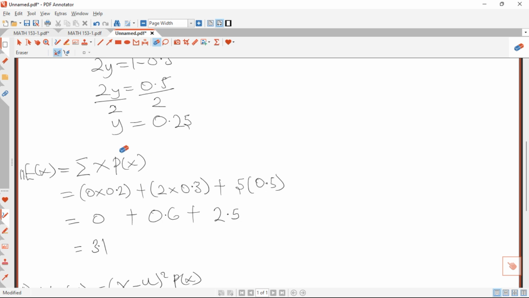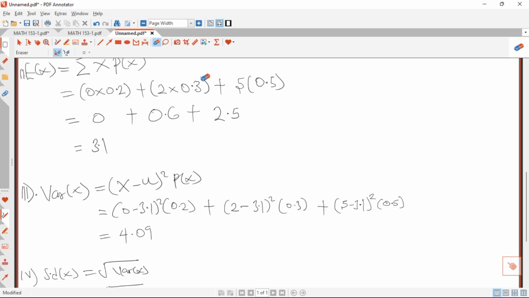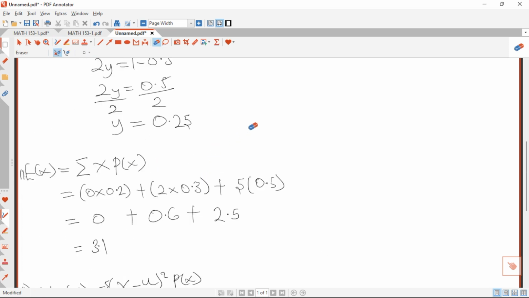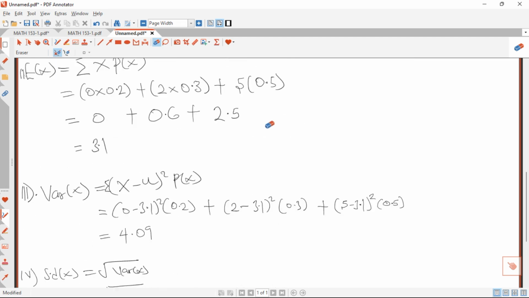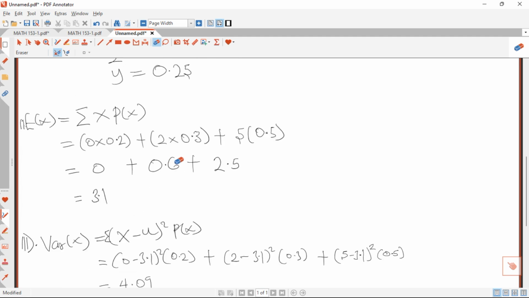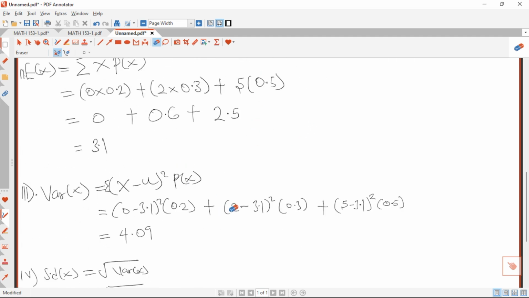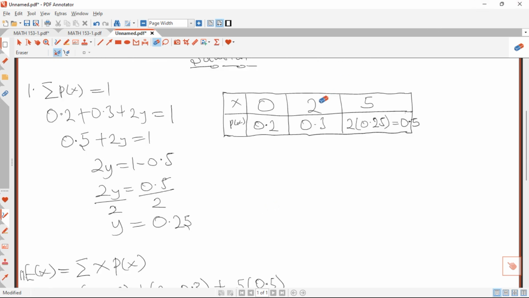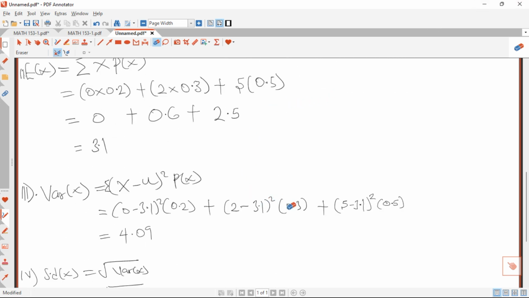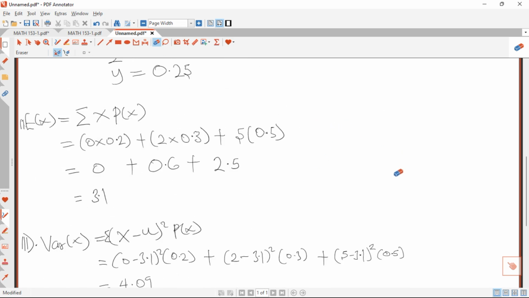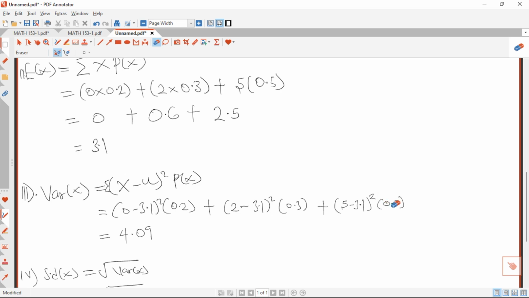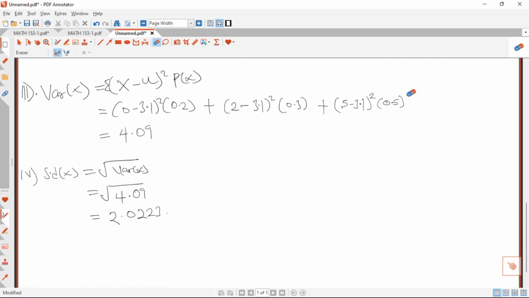For our variance, you know that the variance is the summation of x minus mu, all squared, times the probability of x. So 0 minus our mean, 3.1, all squared times its probability, 0.2, plus 2 minus 3.1 all squared times 0.3, plus 5 minus 3.1 all squared times 0.5. When you add everything here, you get 4.09.